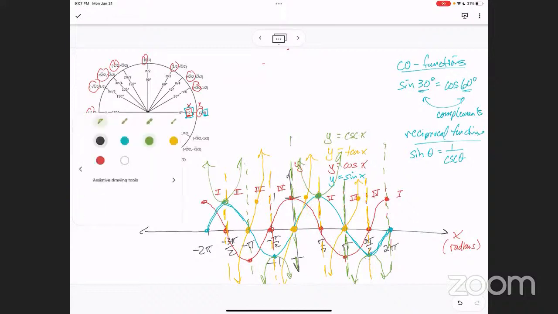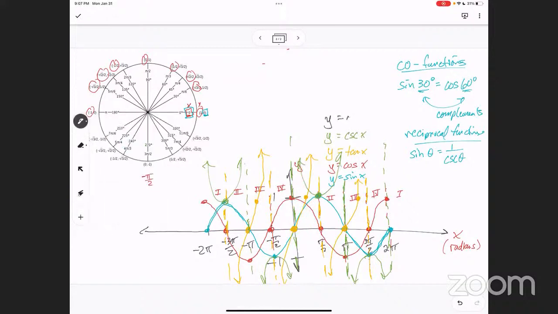I said I wasn't going to do it, but now I'm going to. Y equals cotangent of x. The points are going to cross there. Yeah, it's going to be here. And it's going to go like this. First quadrant is positive. Second quadrant is negative. Do they cross at that one point over here? Yeah, they'll cross at that point. Okay. All right.